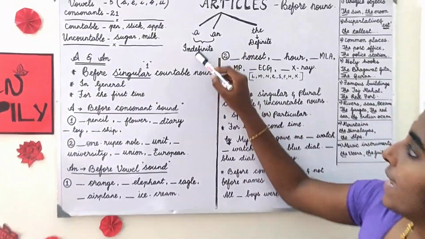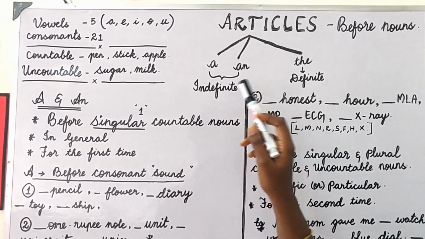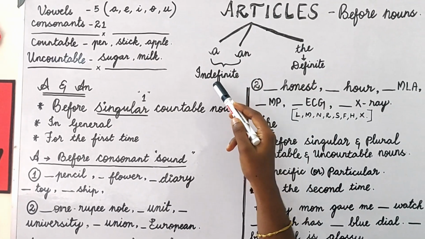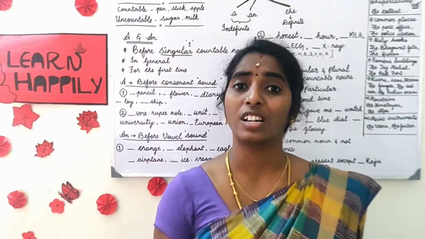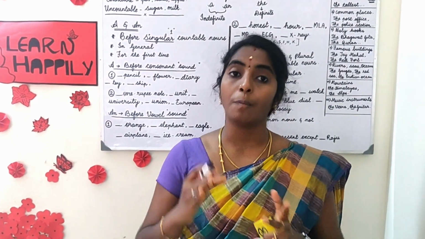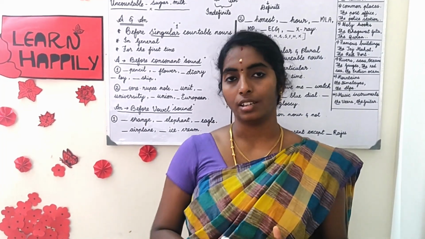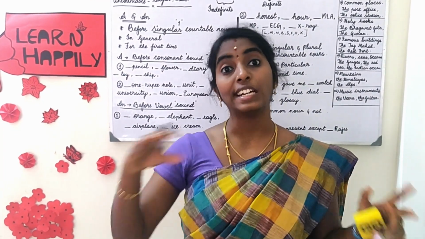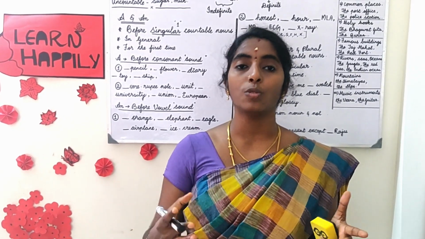So where should these articles be used? See, before going into that, I am just categorizing these articles into two categories. The first is indefinite and the second is definite. So a and an come under the category of indefinite, and the comes under the category of definite. So what's definite and what's indefinite? By the word itself you might have guessed the meaning. Definite is when you are particular, or when you are very clear about a particular thing. What about indefinite? When you are not very clear, when you are speaking about some general things, that is indefinite.